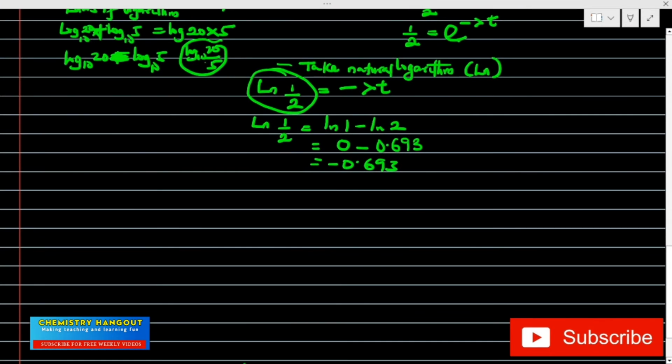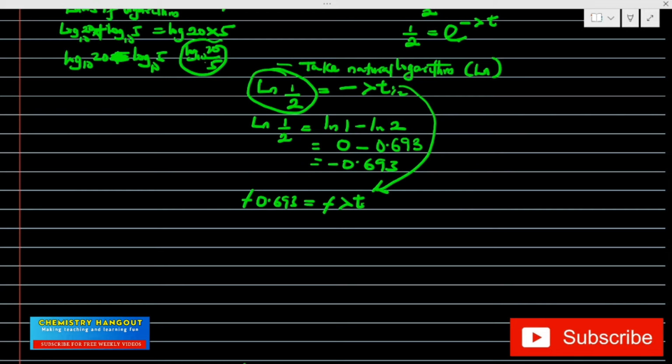So from here, what are we going to have? Our ln 1/2 is minus 0.693, is equal to minus lambda t. You get that now? Minus can cancel minus here, and we are making t the subject of the formula, which is our T half now. Don't forget, it is our half-life. So we can now have our T half equal to what? 0.693 over lambda. Can you see that?